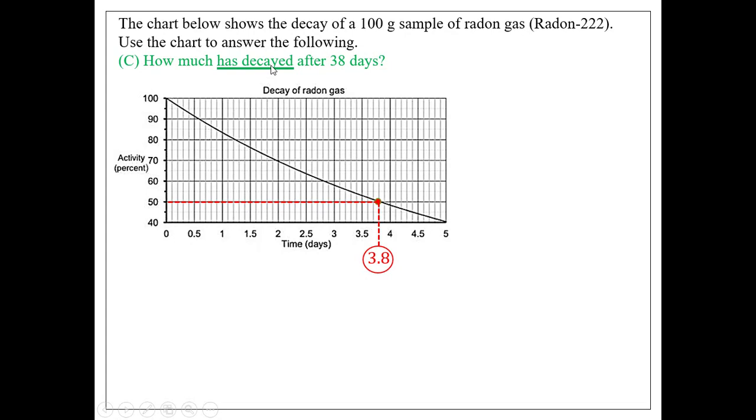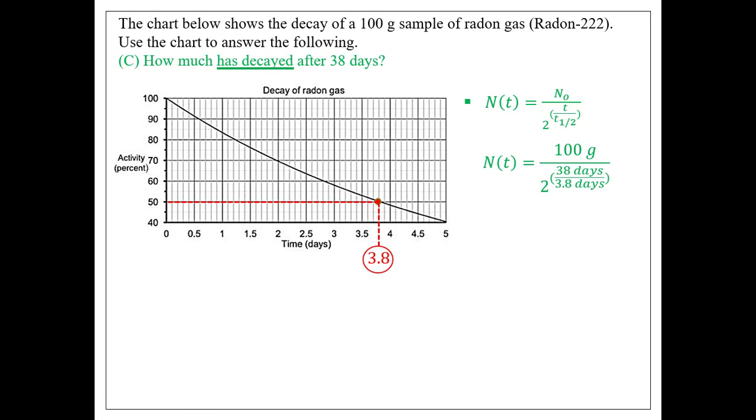Unlike part B, this asks for how much is left over. So after 38 days, this is your t here, not t half. Again, the half-life is 3.8 days, so t here is just 38 days. We're trying to find out how much has decayed. For me to do that, I have to figure out how much is left over, and then I can simply subtract it from the original amount.